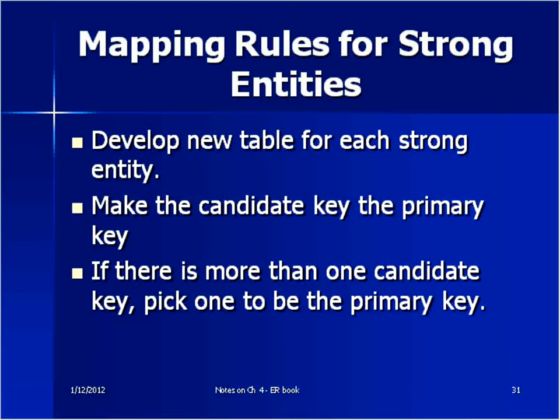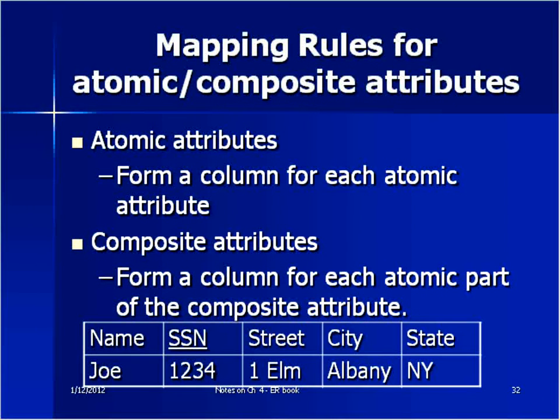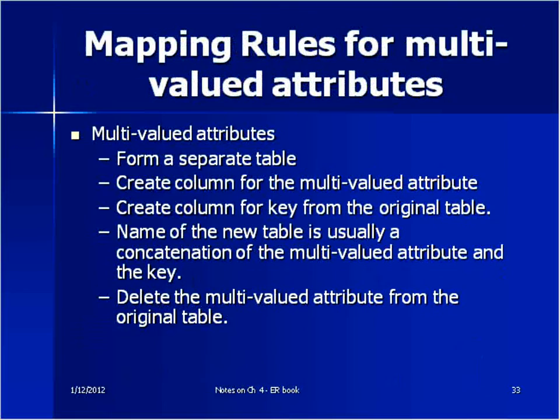Okay, so now, what are the mapping rules? The first mapping rule we developed was to develop a new table for each strong entity. The next mapping rule is how do we map atomic attributes? You form a column for each atomic attribute. So for example, name was an atomic attribute, so we formed a column for name. Composite attributes: you form a column for each atomic part of the composite attribute. So you'd form a column for street, a column for city, a column for state. Notice that the primary key is underlined.